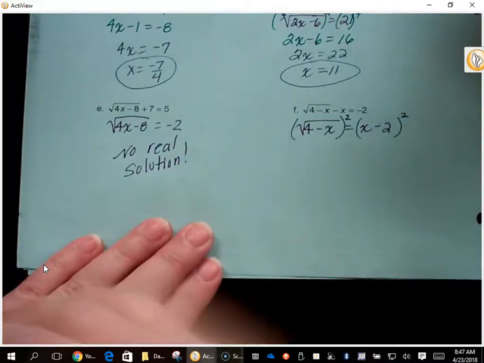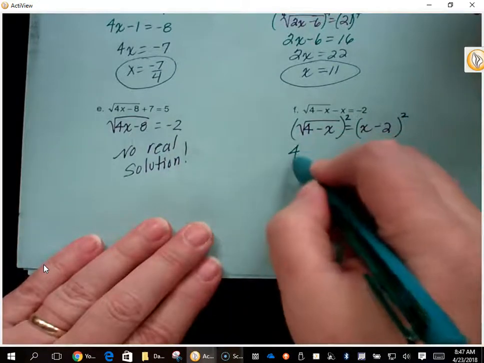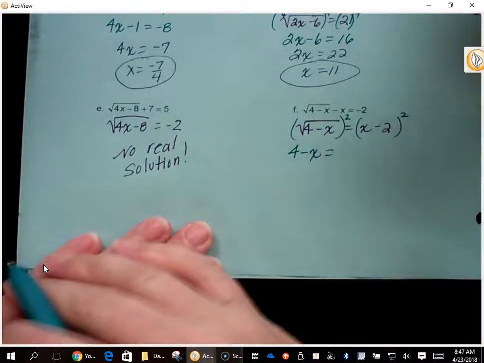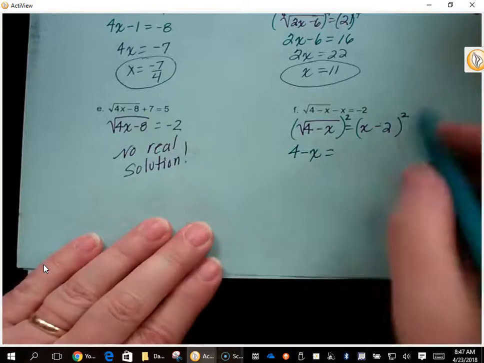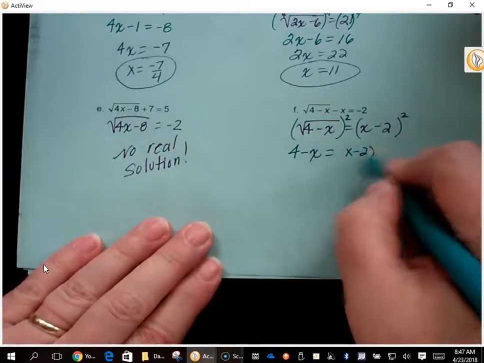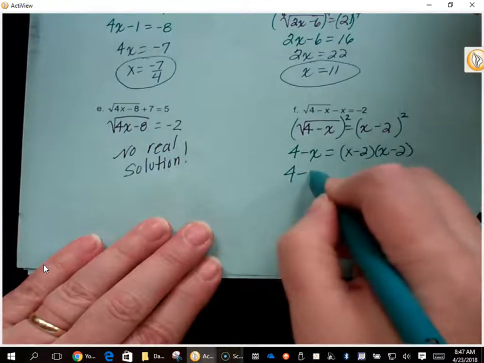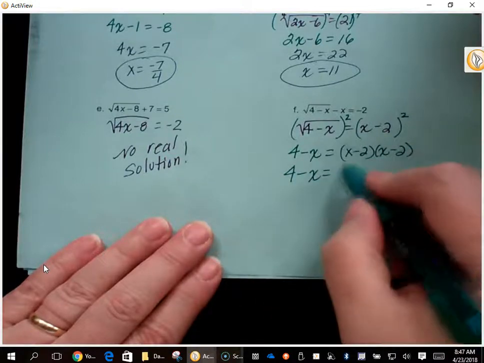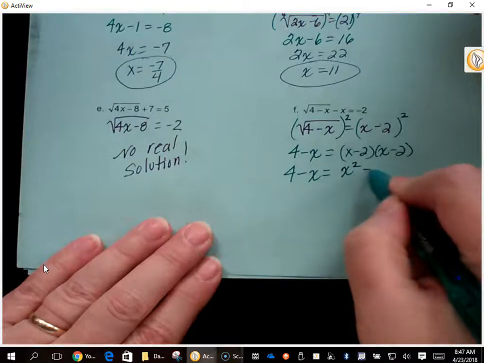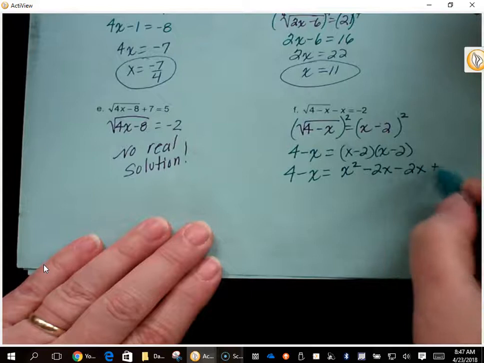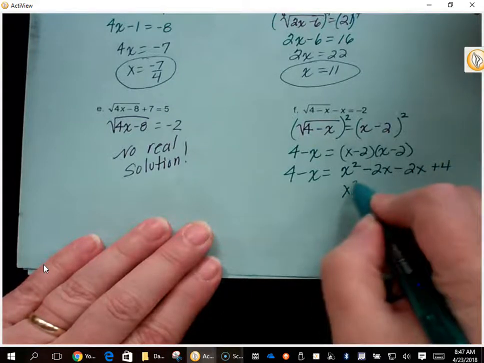When we square both sides, of course, we get what we had in the radical, so we have 4 minus x. And then when we square x minus 2, that's like multiplying x minus 2 times x minus 2. So you could FOIL, you could box, you could expand, whatever way you are most comfortable with. I'm going to show the foiling. That's what I'm actually doing now while I'm talking to you, because I'm pretty amazing.